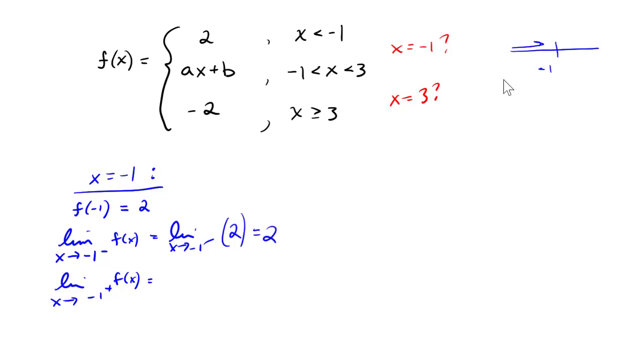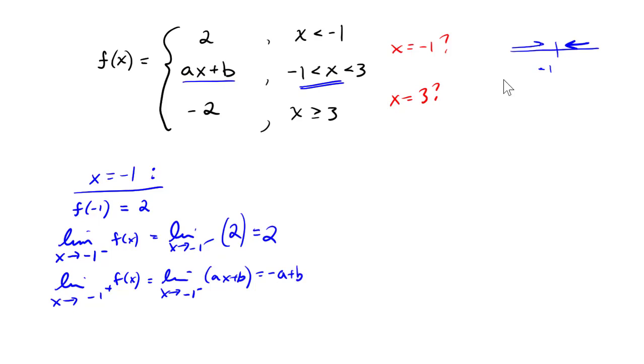As I approach -1 now from the right, I'm bigger than -1. That would put me in here, so my function looks like ax plus b. So now, if I do the limit as x approaches -1 of ax plus b, I would be plugging in -1 for x. Plugging that in, I would get -a plus b.